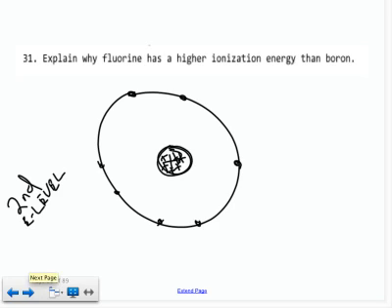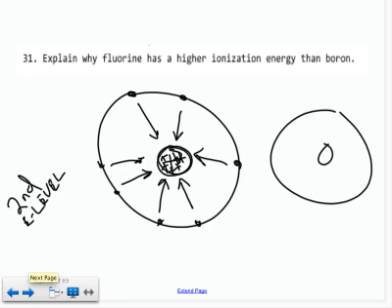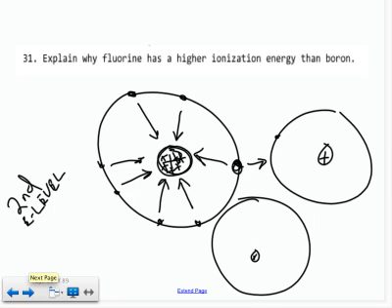The protons in the middle are able to pull the electrons in closer, and the closer the electrons get to the center, the stronger the attraction is between the protons and the electrons. If another atom wanted to come along and take those electrons away, it's going to be much harder to get that electron away than it is for boron, whose electrons are farther away. It's much easier to grab one of those electrons that's farther from the nucleus than it is to get one that's closer in. So fluorine has a higher ionization energy because its electrons are held more closely to the nucleus.